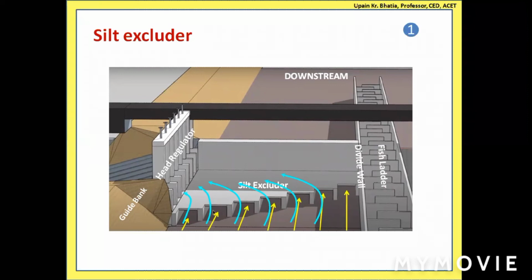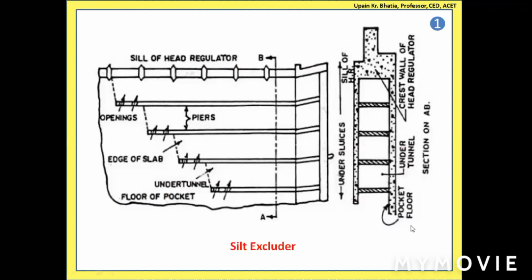So this is device category 1. We have already discussed it. This is the diagram generally given in the books for the silt excluder. Here you have the sill of the head regulator. These are the piers in which the gates will be running. You can regulate those gates to allow the quantity of water to be transferred. And here we have a series of tunnels going to the downstream side towards the undersluices. Through these undersluices, we can control the flow of water through these tunnels. And this is the sectional view of those tunnels.